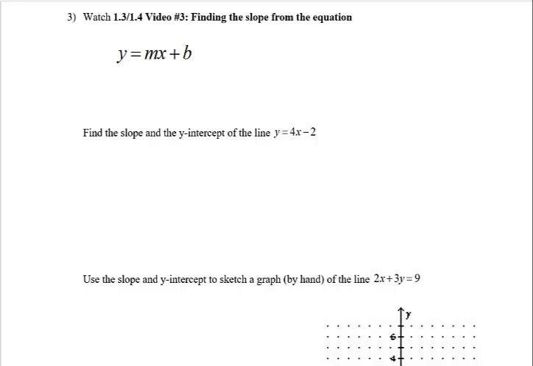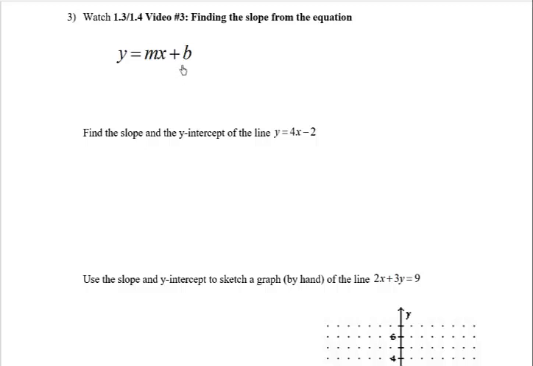This is video number 3 for sections 1.3 and 1.4, finding the slope from the equation. So far, we have concentrated on finding the slope from 2 points. Well, what if you don't have 2 points, or even a graph? What if you just have the equation? Well, this is really the best part and the nicest part, and I think this will probably be by way of review for you. I've written down here our good old equation, y equals mx plus b.